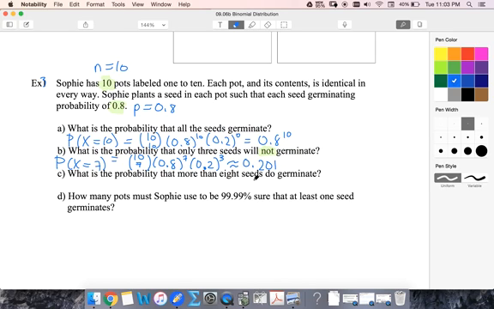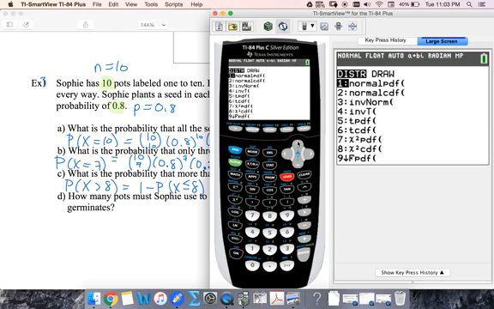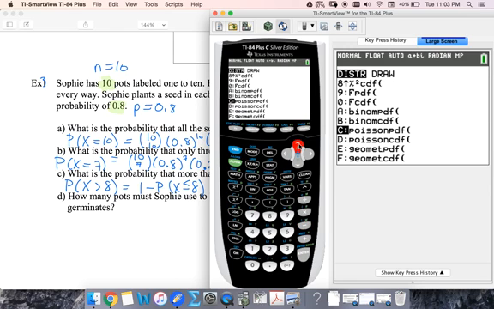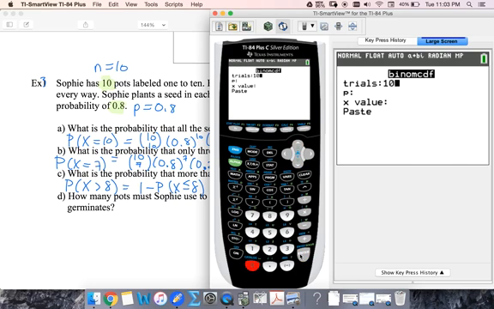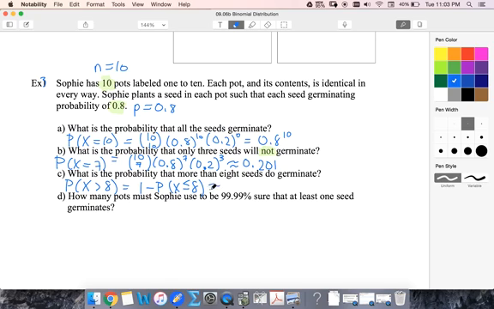All right, more than 8 germinate. So probability that x is greater than 8, same as 1 minus the probability that x is less than or equal to 8. That lets me use my binom CDF, 1 minus distribution, binom CDF, too far. Okay, same thing, 10 trials, 0.8, my x value also 8. Okay, 0.376.